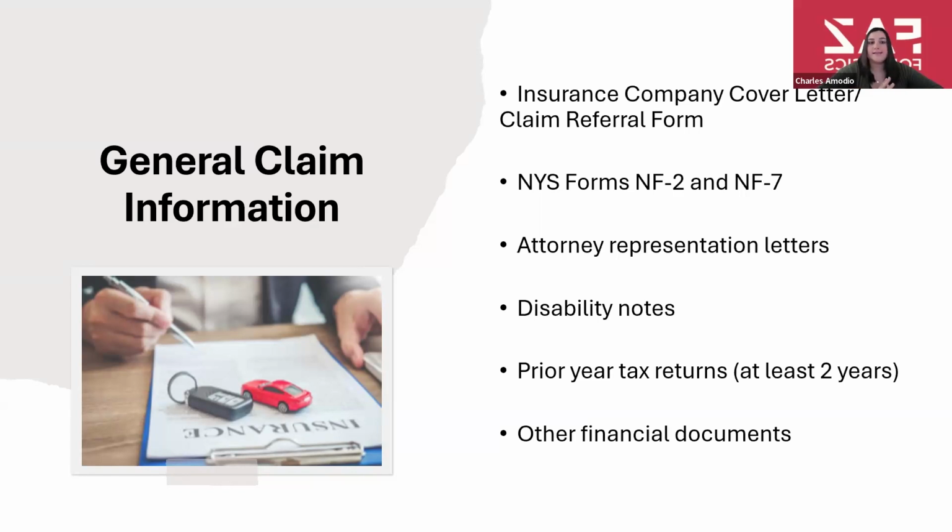The biggest piece of financial information that we typically see would be prior year tax returns. We prefer to see the most recent 2 years. However, sometimes we don't receive them at all, which is when we would get involved and contact the attorney or the insured and the claimant directly. And then we'll receive other financial documents, which I will get into in a few minutes here as well.